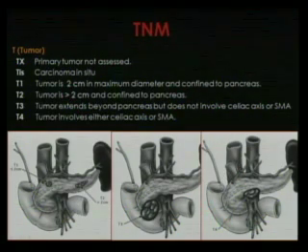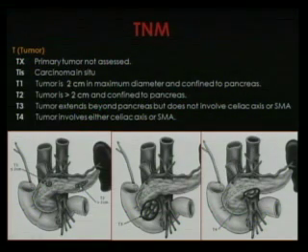It's TNM. We use T1 for tumors less than 2 centimeters and just confined to the pancreas. T2 is a tumor more than 2 centimeters but still confined to the pancreas. T3, the tumor extends beyond pancreas but does not involve celiac axis or SMA. And T4 is tumor involves either celiac axis or SMA.